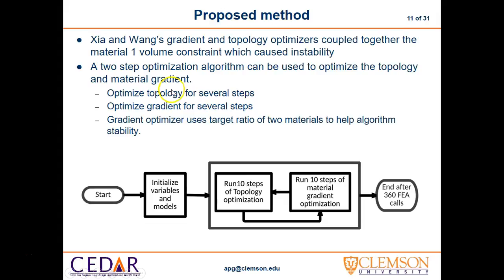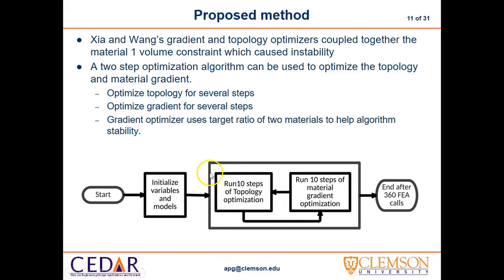So one of the key differences is that the gradient material optimizer will use a target ratio of the two materials instead of a maximum amount of one material, which is one of the reasons why Xia and Wang's original algorithm was not stable. It's because both the topology and the gradient were passing variables back and forth, and that made it difficult for it to become stable.